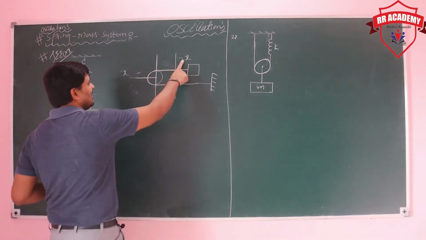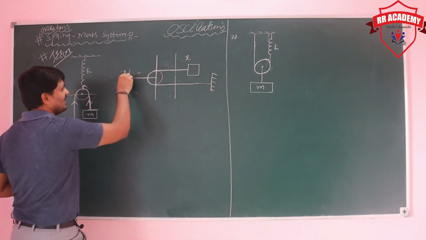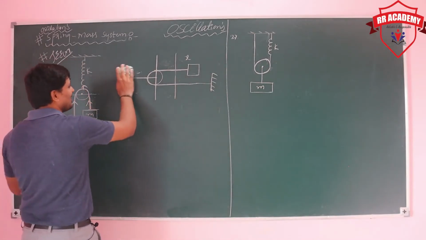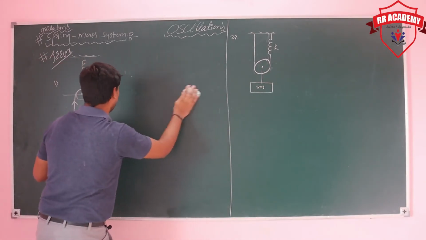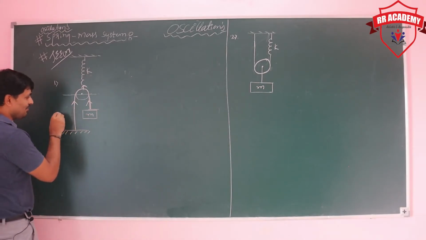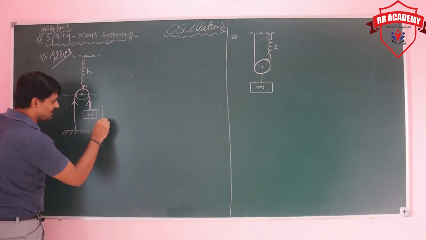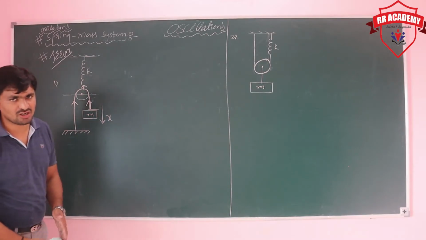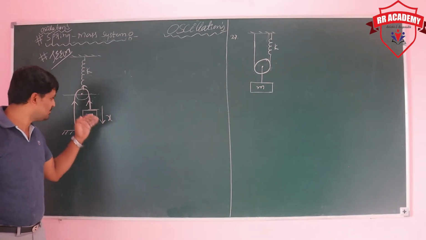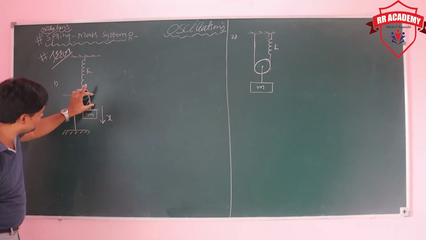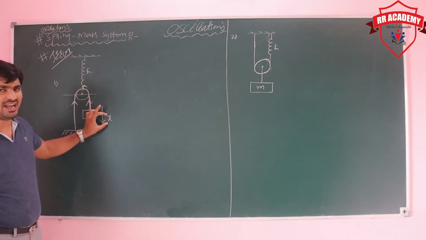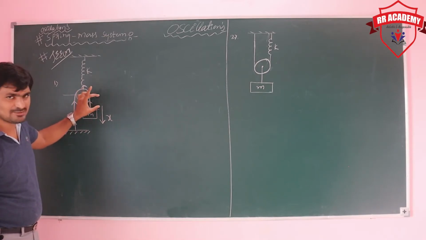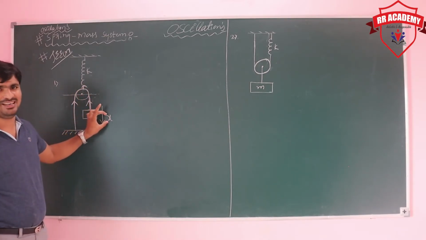If the total displacement is x, here how much does it get? x by 2. So here what I am considering is that the total displacement of the block is x. That means this side it is displaced by x by 2, this side it is displaced by x by 2, and the total displacement is x.